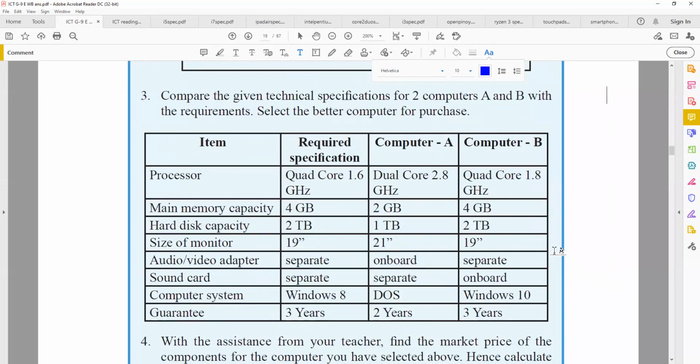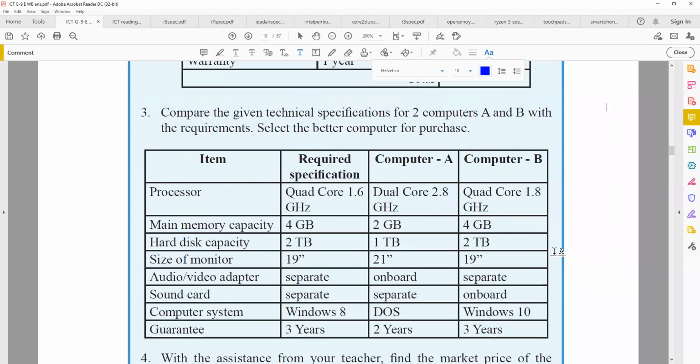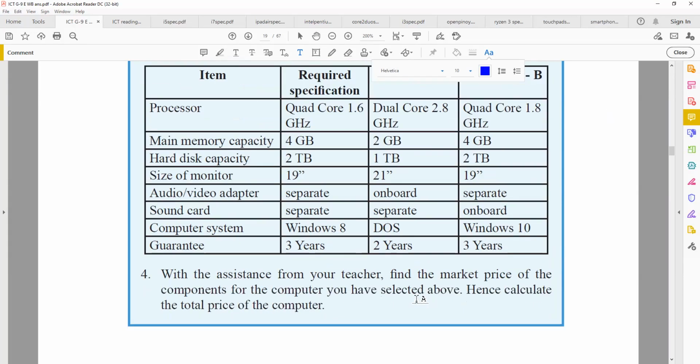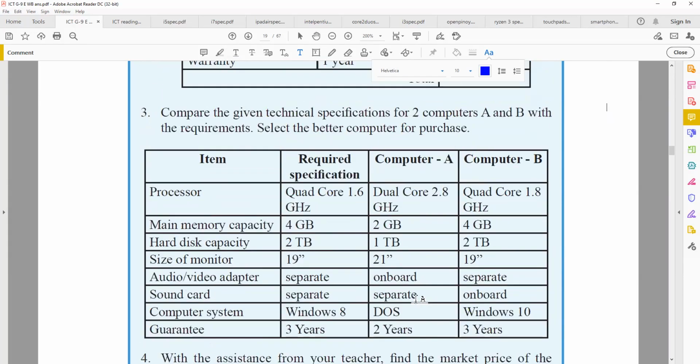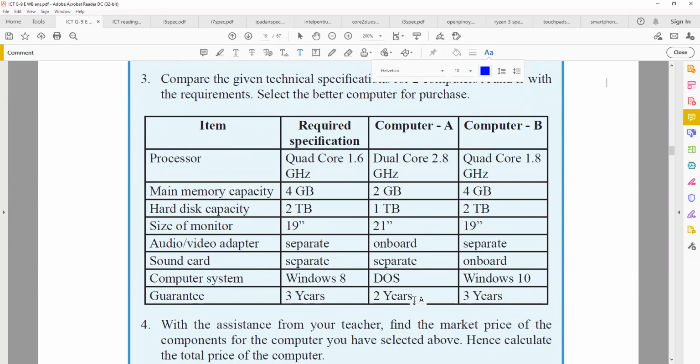Right. The last two questions, we'll do it as a homework. I will send those questions in the chat, WhatsApp, and also the price of the parts, market price is asked, right? So that also I will send it to you, right? So we'll do it as a homework.